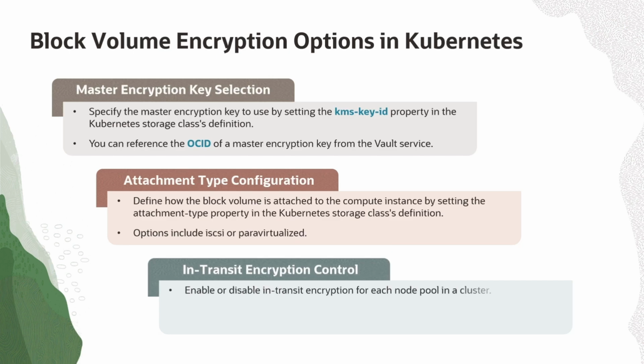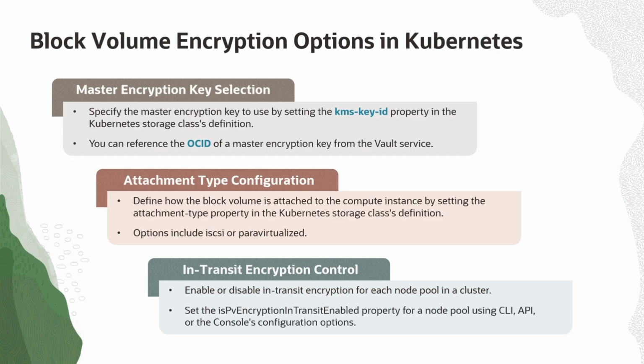Lastly, you have the ability to manage in-transit encryption for each node pool within a cluster. You can enable or disable in-transit encryption as needed, and this can be achieved by setting the is-PV-encryption-in-transit-enabled property, and this property can be configured using various methods like CLI, API, or console's configuration option.